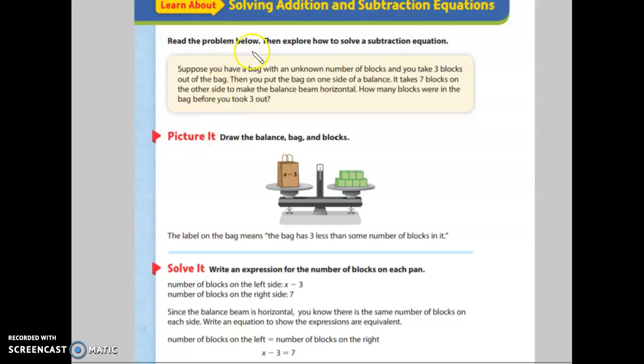It says, read the problem below, then explore how to solve a subtraction equation. So this is our problem right here in the yellow. Suppose you have a bag with an unknown number. Whenever you see these terms, unknown number, that automatically should be putting in your head that we need to use a variable here. So you have a bag with an unknown number of blocks, and you take 3 blocks out of the bag.